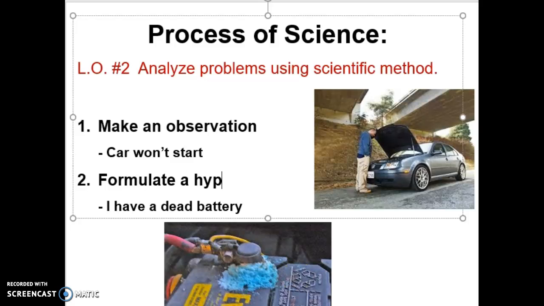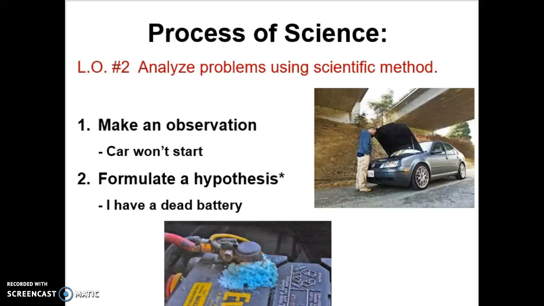Once I have an observation, I'm going to formulate a hypothesis. Okay, this is an important term. Hypothesis. This is an idea. This is a guess. This is something you're thinking based on the observation. So I think my car won't start because I have a dead battery. That is a hypothesis. That is my guess. And what I'm going to do, now that I have a hypothesis, is I'm going to attempt to see if that is what the problem is. I'm going to problem solve this using the scientific method.